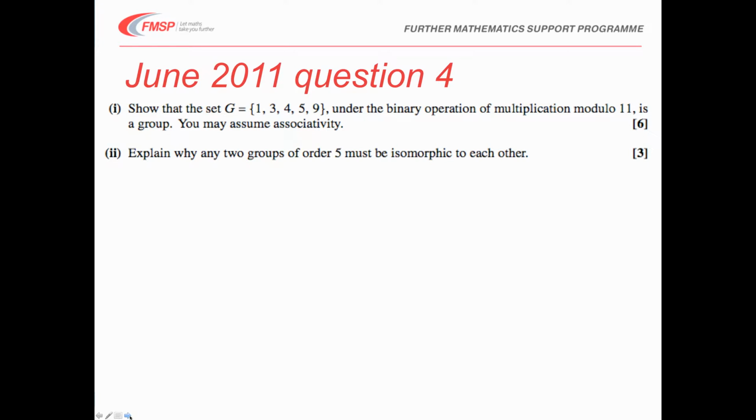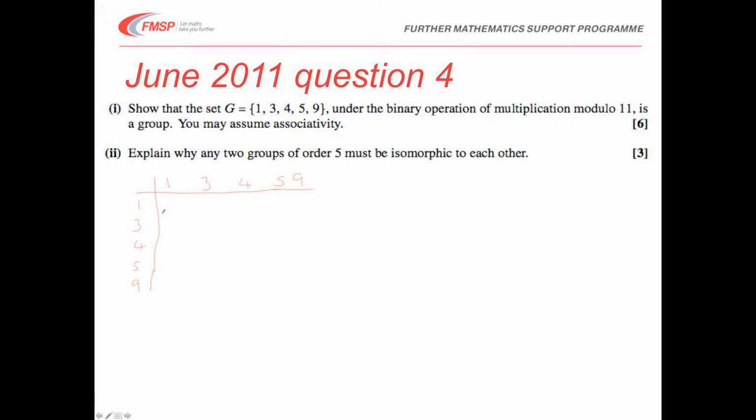So that's 2010. So we're going to now look at June 2011. Again, question 4. That's what group questions are always, question 4 on the paper. And we need to show here that we've got our set G, and that's going to give us a group. So the way to do this is to start off by looking at the Cayley table, 1, 3, 4, 5, 9. Okay, and this is what's going to show us the closure.